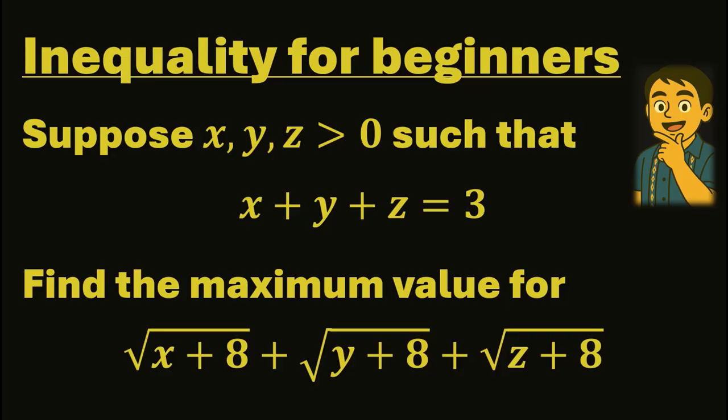Suppose x, y, z are positive such that the sum equals 3. You are asked to find the maximum value for the following expression, that is, square root of x plus 8 plus square root of y plus 8 plus square root of z plus 8.